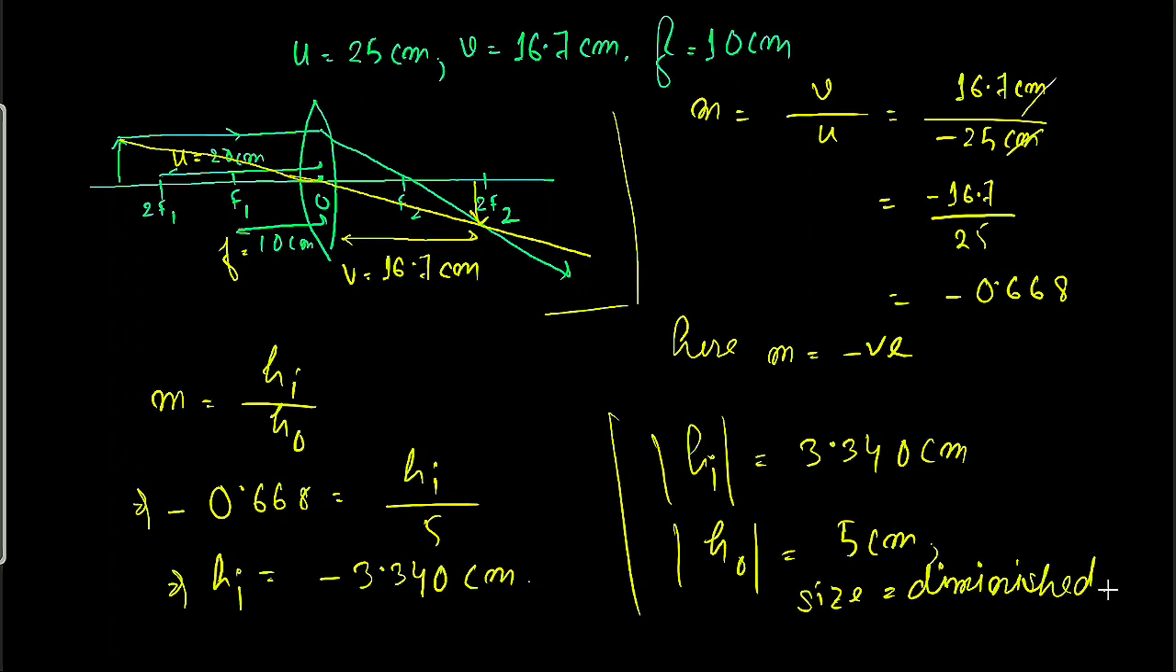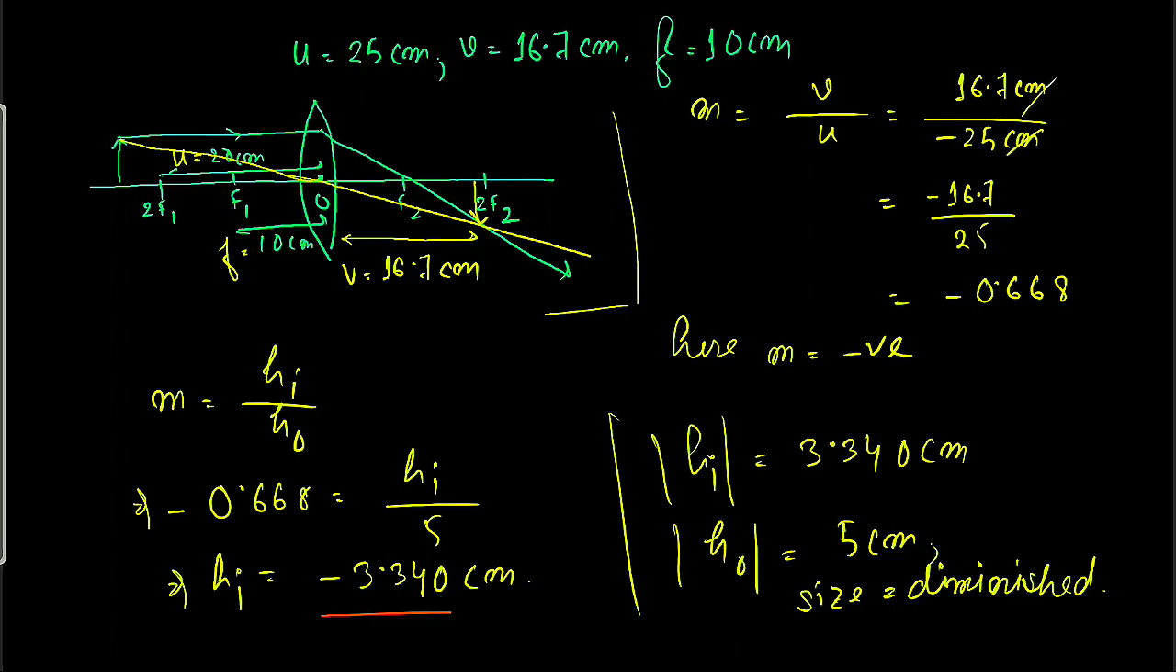The image will be real and inverted. That is because in the height of the image, there is a negative sign, right? So if there is a negative sign in the height of the image, we can say the image is going to be real and inverted. And the size will be diminished. So this is the main fact about this question.